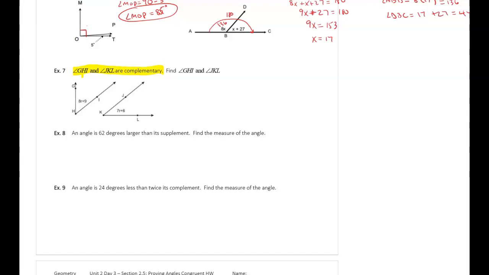What does that tell me about these two angles? It tells me they add up to 90 degrees. So I know 8R plus 9 plus 7R plus 6 adds up to 90 because they are complementary. So that gives me 15R plus 15 equals 90. I can go ahead and subtract 15. 15R equals 75. And now, when I divide by 15, R is equal to 5.